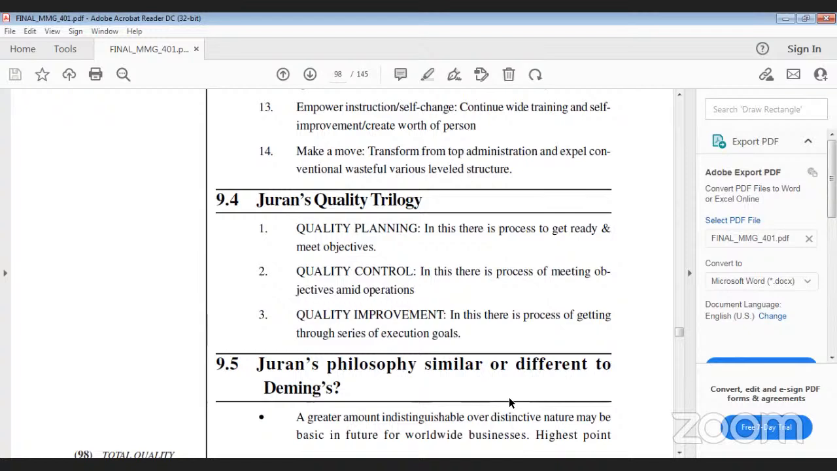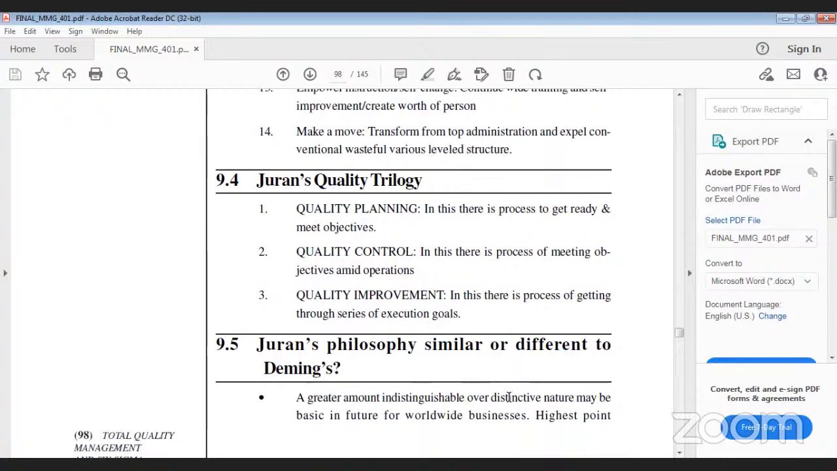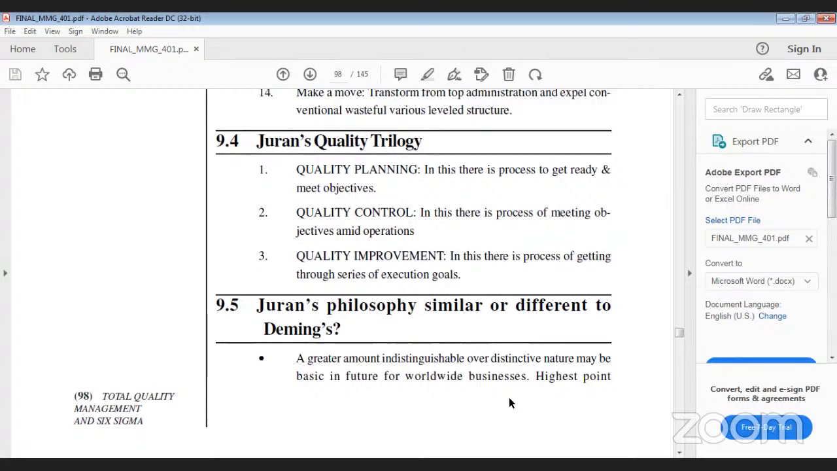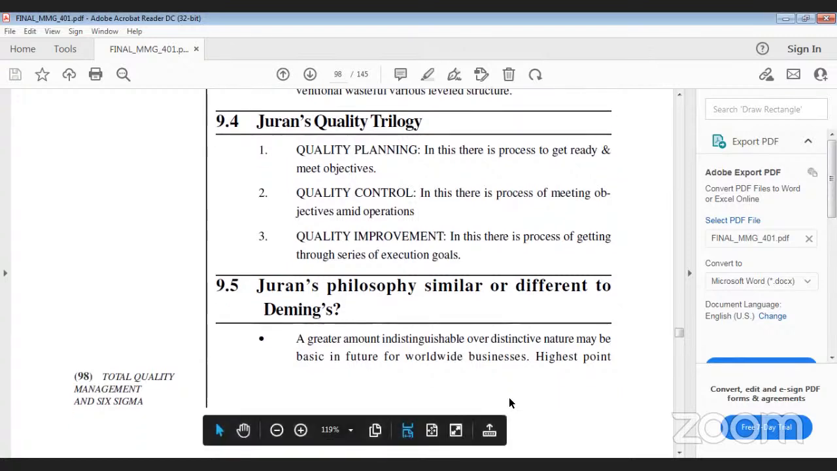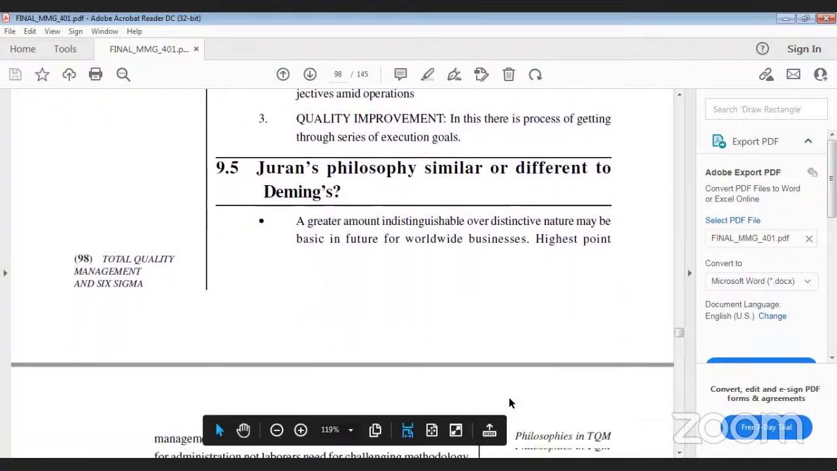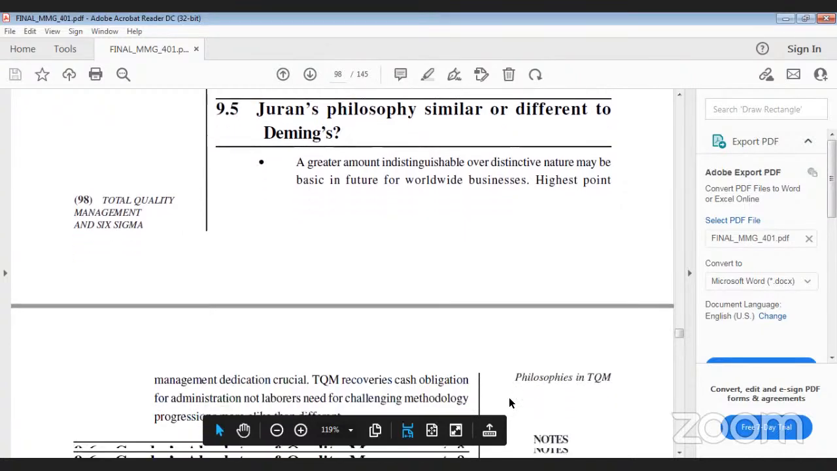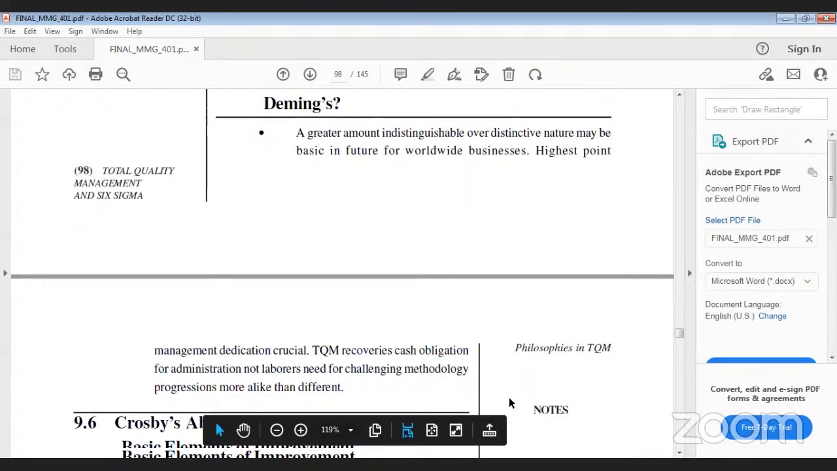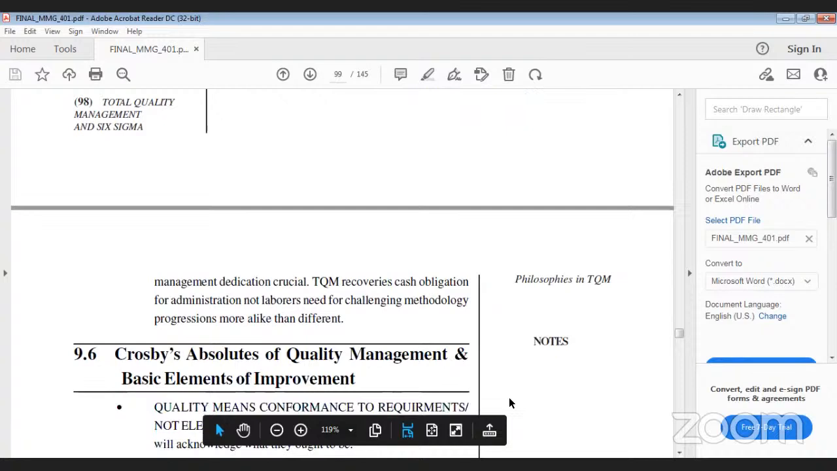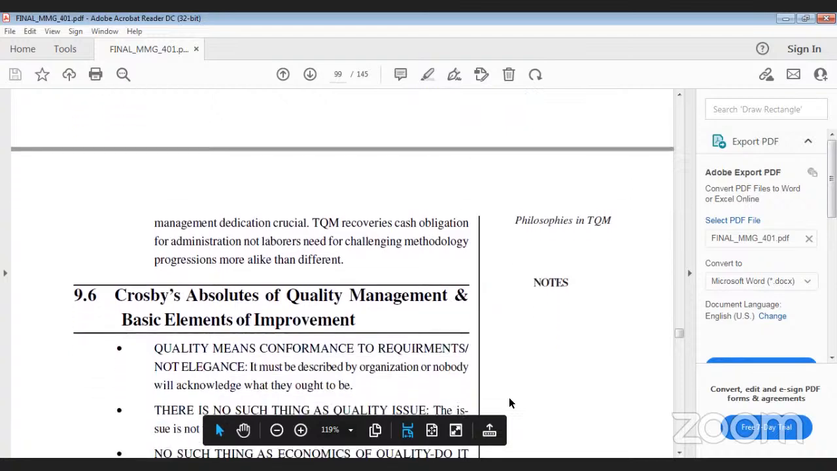Here, point number 9.5, Juran's philosophy is similar or different to Deming's. Here you will find greater amount of indistinguishable over distinctive nature of the basic in future worldwide business. Highest point are management dedications crucial, total quality management, cash obligations for administration, not labors, need for challenging methodology.